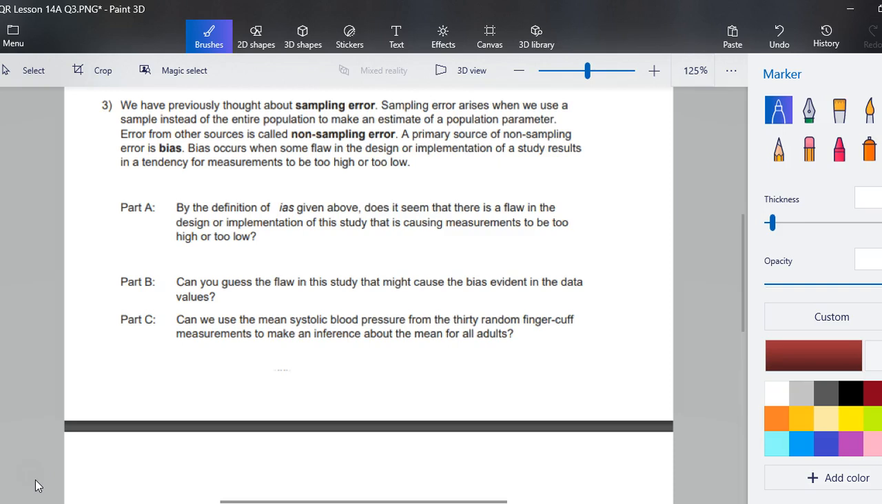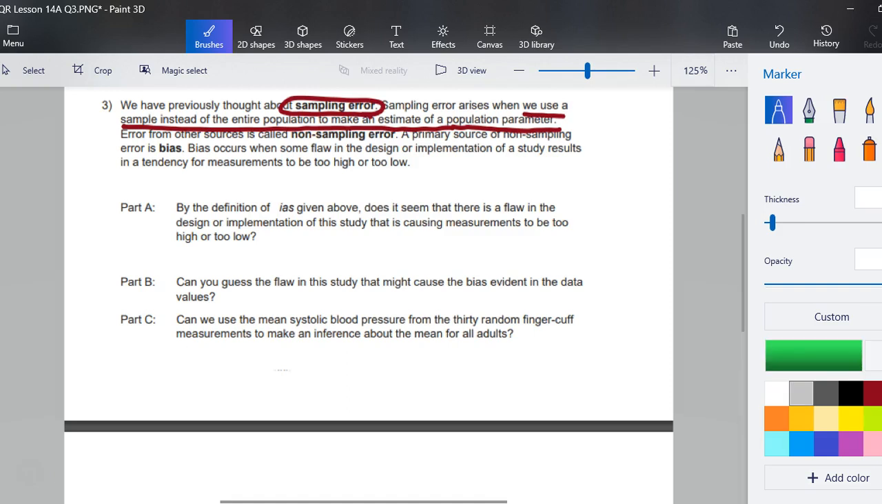So for question 3, we have previously thought about sampling error. Sampling error arises when, make sure you're making note, we use a sample instead of the entire population to make an estimate of a population parameter. In other words, we cannot take everybody in the whole wide world's blood pressure using the finger cuff. So we have to do a sample.